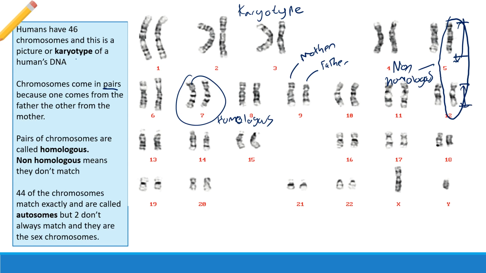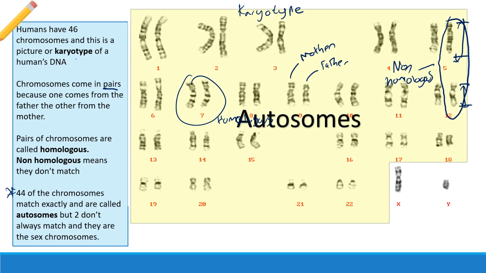Now, finally, there are 44 of the chromosomes that match exactly. So that means that of these chromosomes, 44 of them match exactly, and they're called autosomes, but 2 don't always match, and they are the sex chromosomes. Let's go have a look. So here are all the autosomes. They all match perfectly, but down the bottom right here, now you can see why I hid my picture. These 2 here are called the sex chromosomes. These 2 can be different.